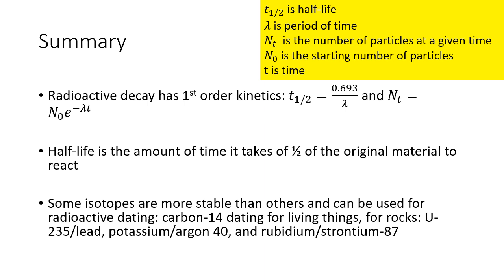Some isotopes are more stable than others and can be used for radioactive dating. Carbon-14 dating is done for living things. For rocks, we might use U-235 ratios versus lead. We might use potassium to argon-40. We might use rubidium to strontium-40, or sorry, 87. But all of these are practical applications of radioactive decay.